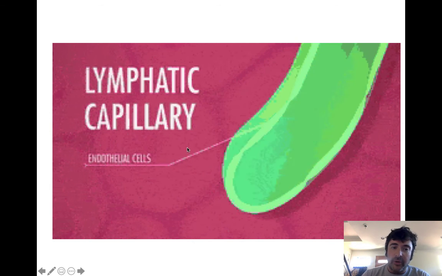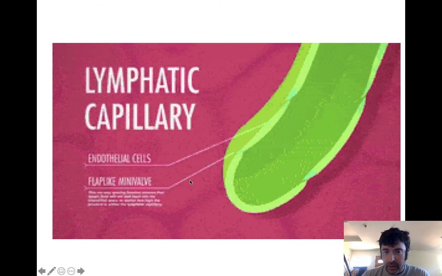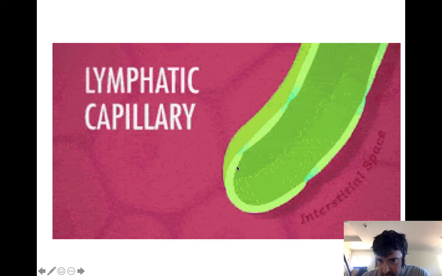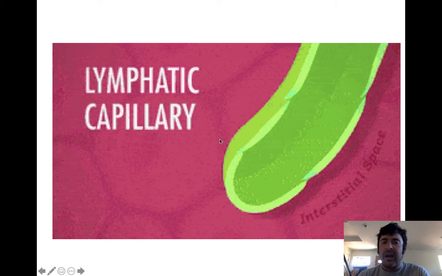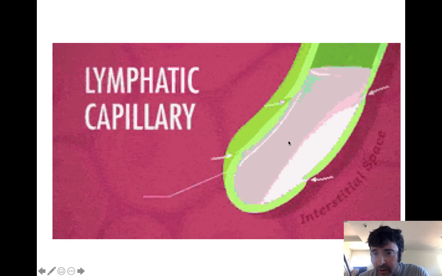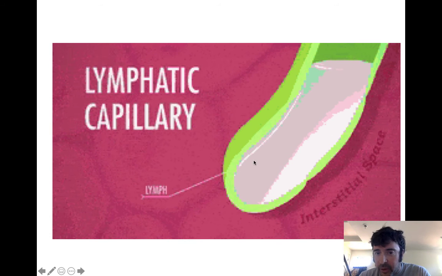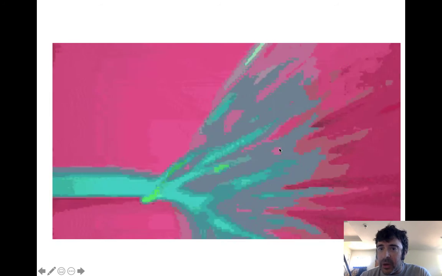So let's trace it one more time. Interstitial fluid, flap-like mini-valve. So we know we're looking at these endothelial cells, and we know we're looking at a lymphatic capillary because of that flap-like mini-valve. Pressure out here exceeds pressure in here. Interstitial fluid drains to become lymph.